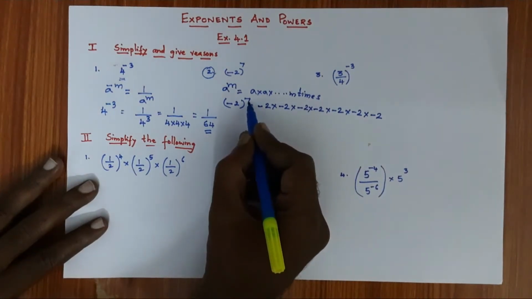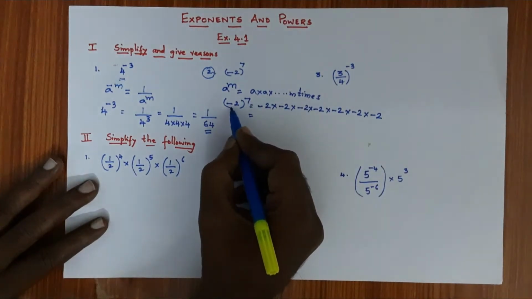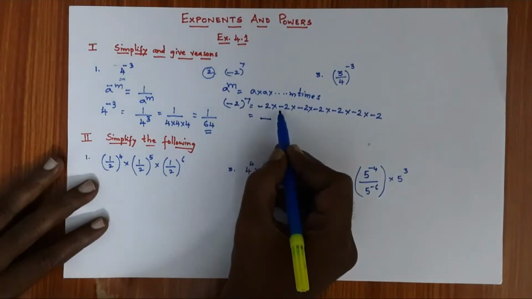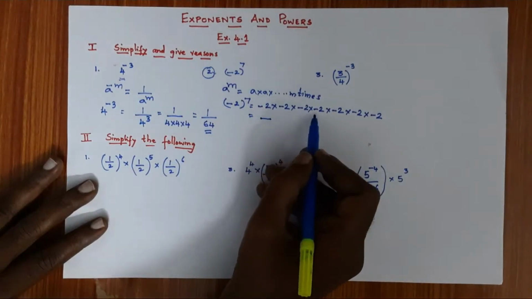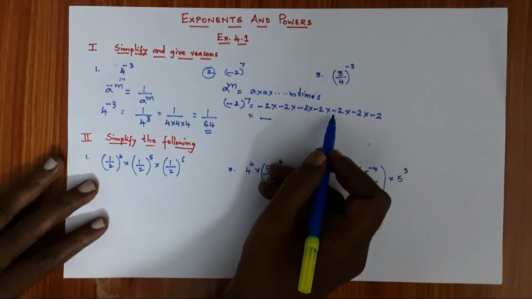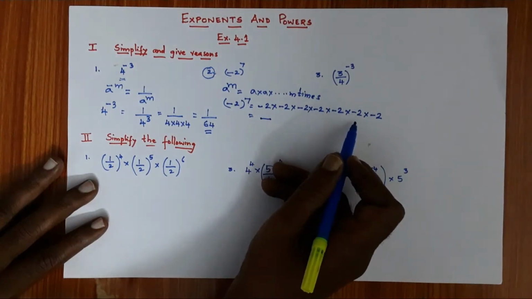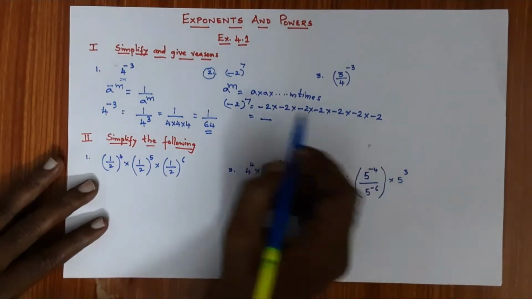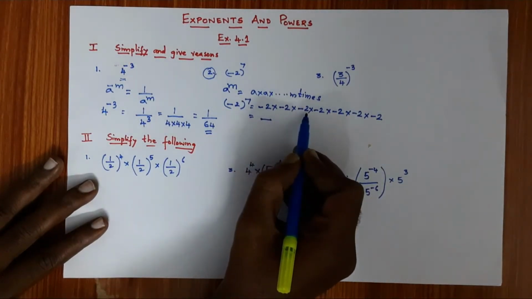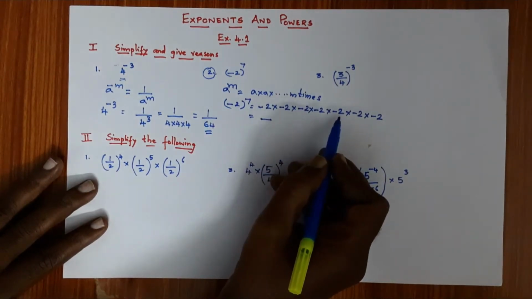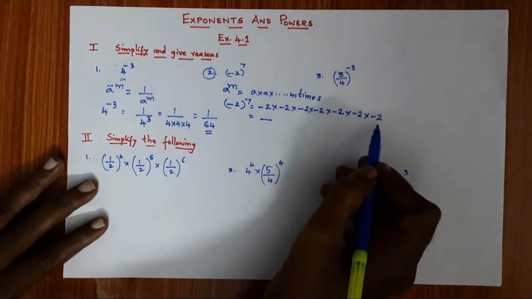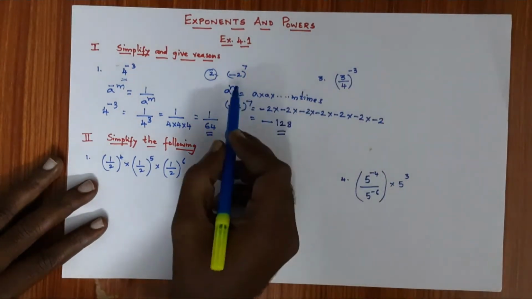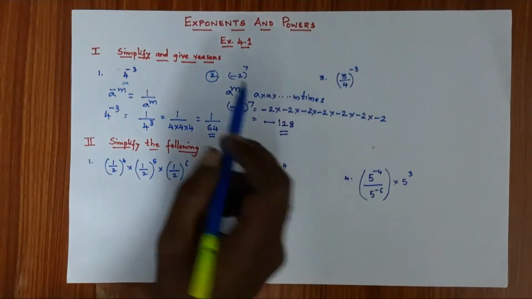If the power is 7 and the base is negative, you are again going to get a minus symbol. How? Minus into minus is plus, plus into minus is minus, minus into minus is plus, plus into minus is minus, minus into minus is plus, plus into minus is minus. Now find the product of 2, 7 times. 2 2s are 4, 4 2s are 8, 8 2s are 16, 16 2s are 32, 32 2s are 64, 64 2s are 128. So this is the simplification of minus 2 to the power of 7.